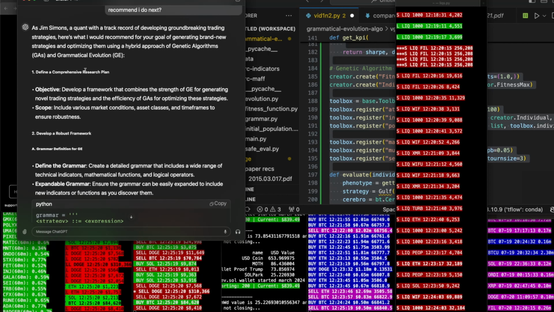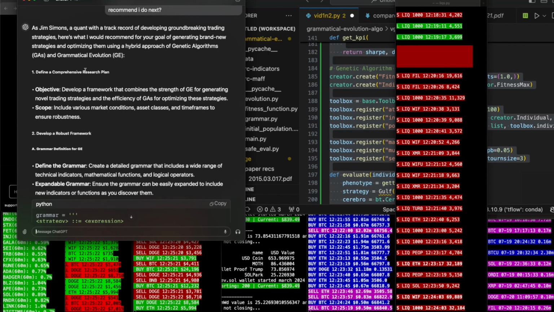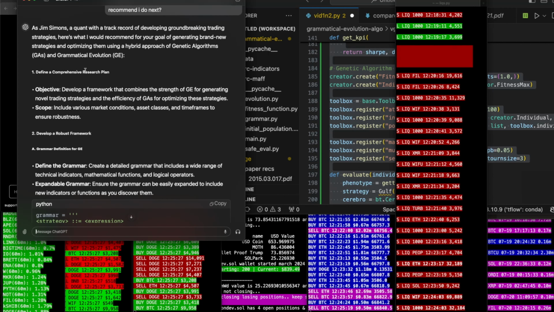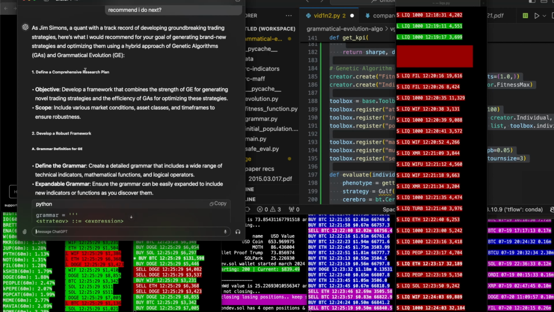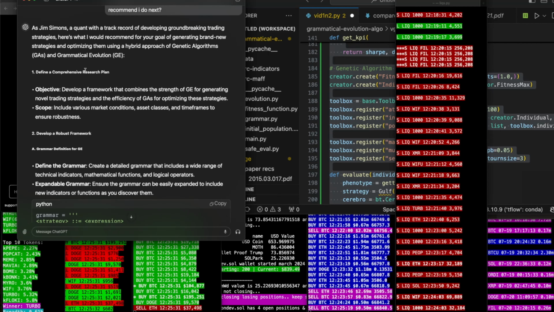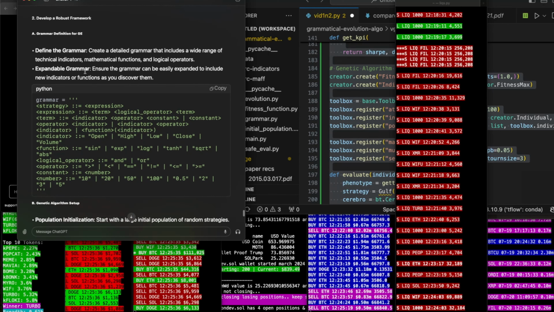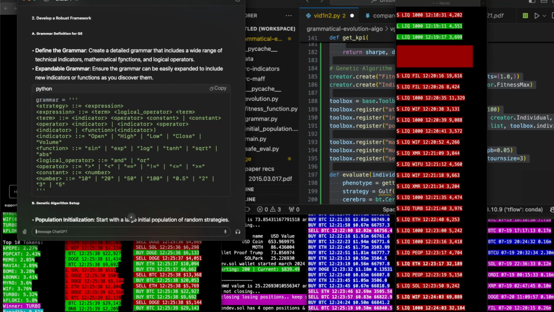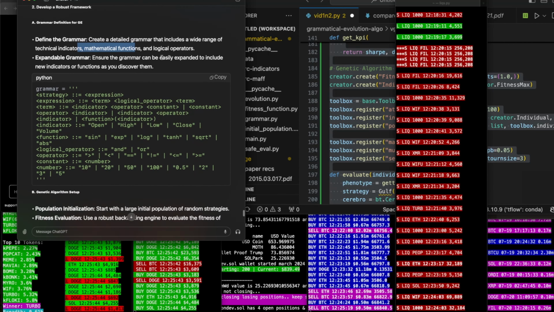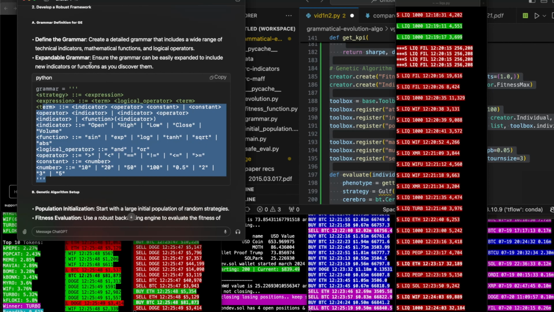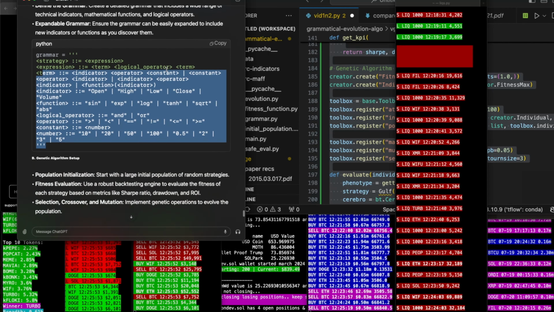So build a framework that uses grammatical evolution to generate strategies and then use genetic algorithms to optimize those strategies. Include various market conditions, asset classes, and timeframes to ensure robustness. Develop a robust framework. Define the grammar. Create a detailed grammar that includes a wide range of technical indicators, mathematical functions, and logical operators. Nice. This looks Gucci. Expandable grammar. Ensure that grammar can be easily expanded to include new indicators or functions.